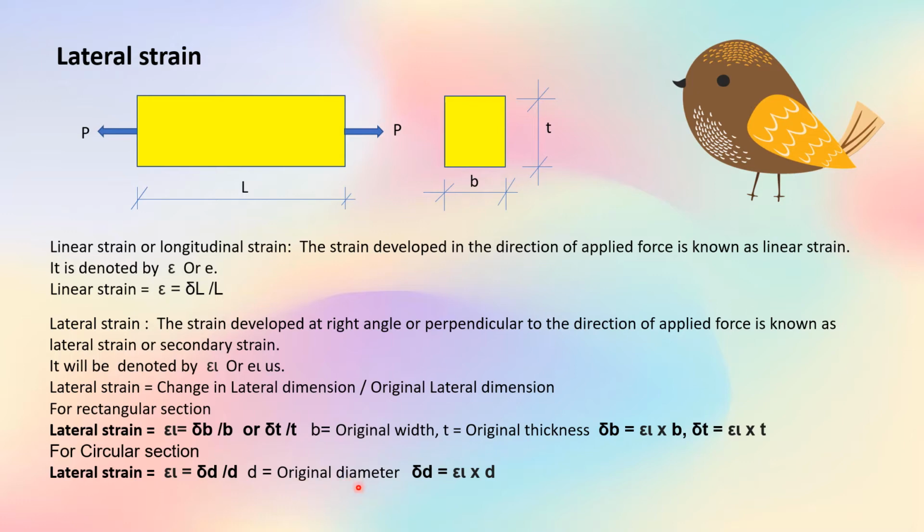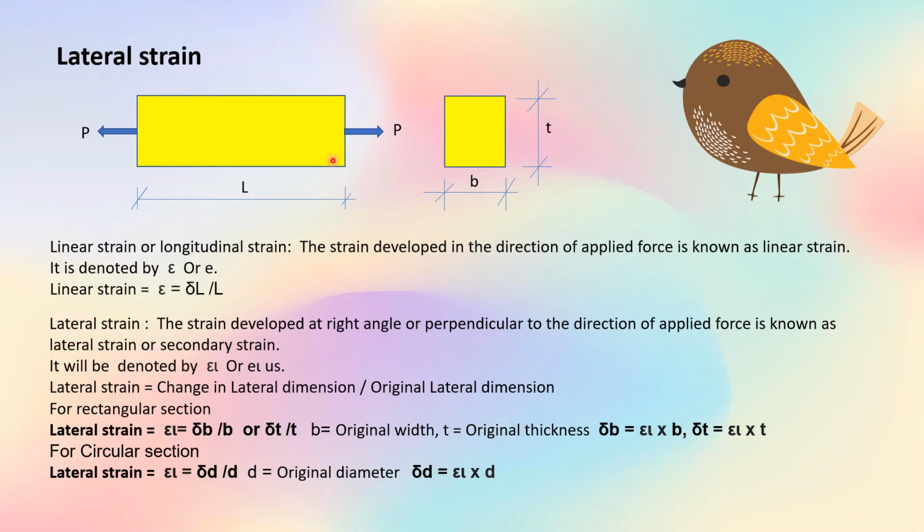Now if I want delta B, change in width, then it will become lateral strain into B. Or if I want delta T, change in thickness, here I am writing it, delta T will be E lateral into T, and delta B, change in width, will be lateral strain into the width B. Similarly, if lateral strain is delta D upon D, where D is original diameter, and if I want change in diameter, then I can write it as E lateral, that is lateral strain into diameter.